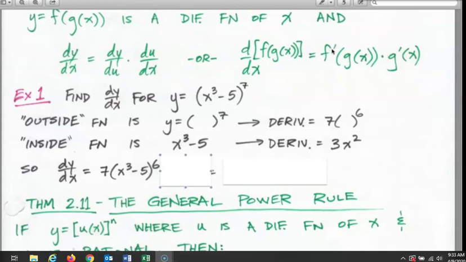That's taking the derivative of the outside function and keeping the inside function. So we take the 7, move it in front, leave all this the same, raise it to the 6th, and then this part here tells us we need to multiply by the derivative of the inside function. We'll call it the inside derivative.